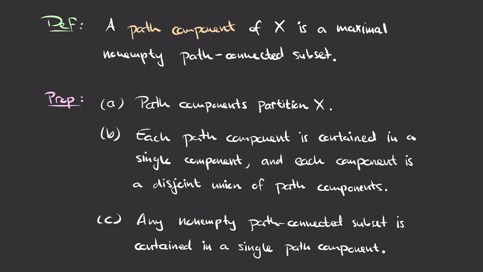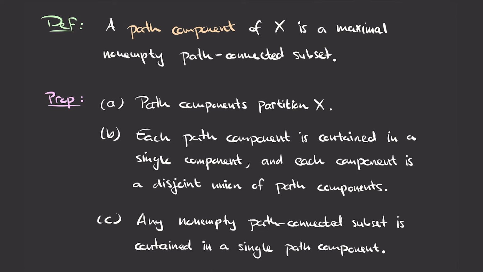First of all, the path components of a space partition the space, and this is proved exactly in the same way we did for components. Secondly, we have that each path component is contained in a single component. So this is a relationship between path components and components. And moreover, each component of a space is a disjoint union of path components. So this is something that's a bit new because it describes the relationship between path components and components. However, this result follows easily from the fact that path connectivity implies connectivity.